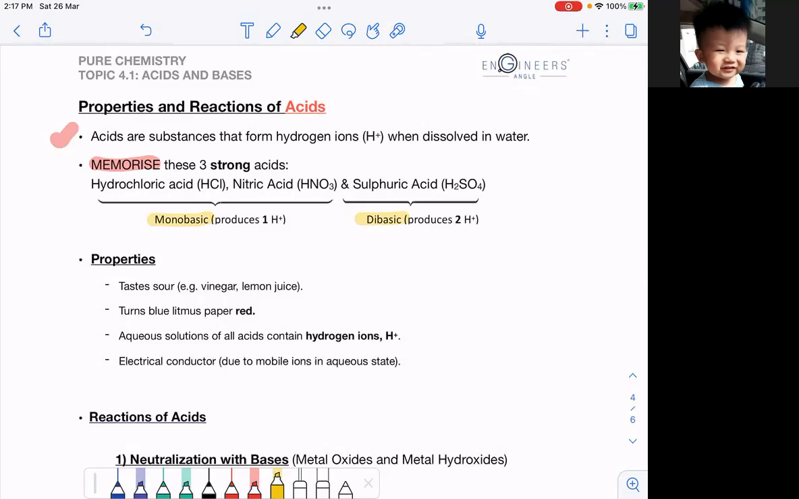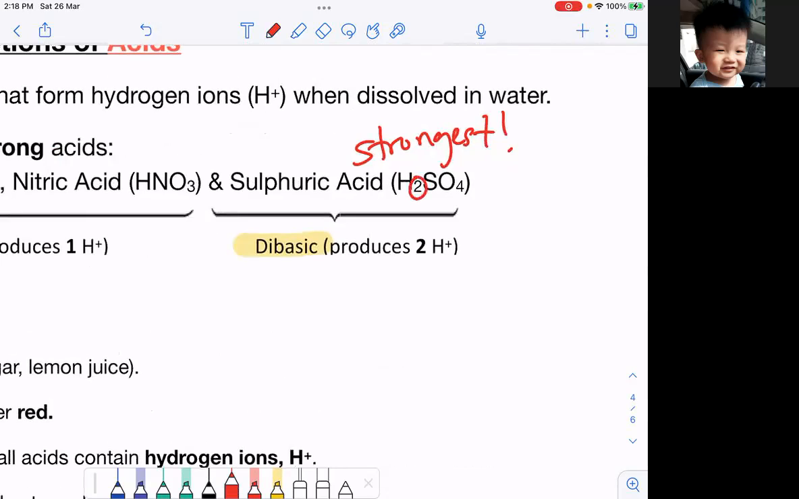Monobasic, the definition is there, and I'm saying that HCl and HNO3 are monobasic. Yeah, one H. Then sulfuric acid is a bit special. It is called dibasic because it will have 2. So who is the strongest acid? The strongest. Because it makes 2. How do I see 2? Here. Right. 2. So 2H+ referring to the H2SO4. The more the better, right? H+.